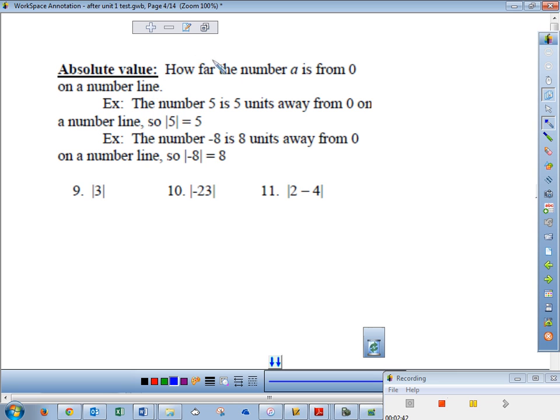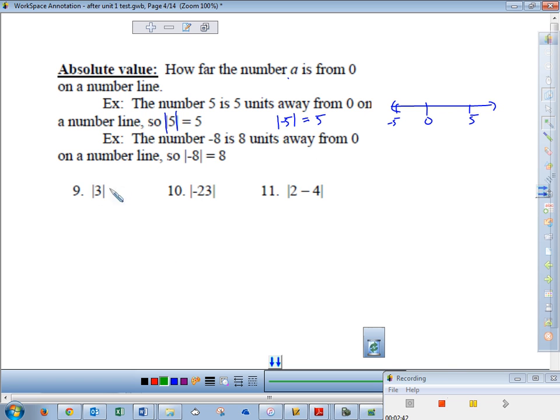Yep. Absolute value is how far the number A is from 0 on the number line. So for example, if you had a number line, here's 0, and if you had 5 on there, isn't 5 units away? So they call it the absolute value of 5, which is 5. Even if you are at negative 5, isn't that really 5 units away? So absolute value of negative 5 turns out to be 5. You've always been taught that absolute value means take what's inside and make it positive.